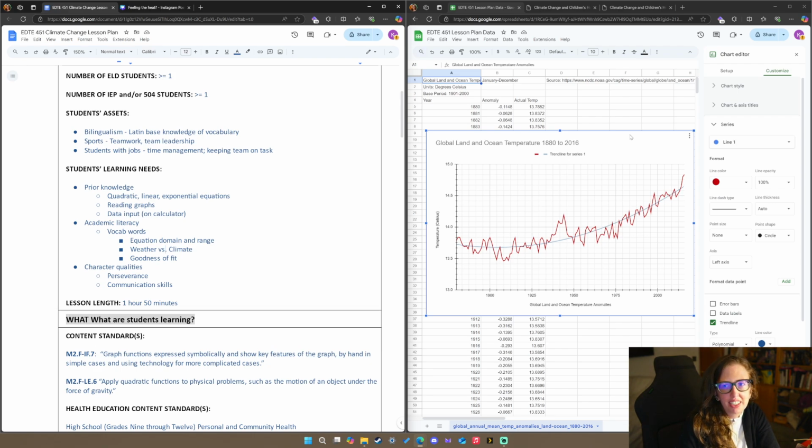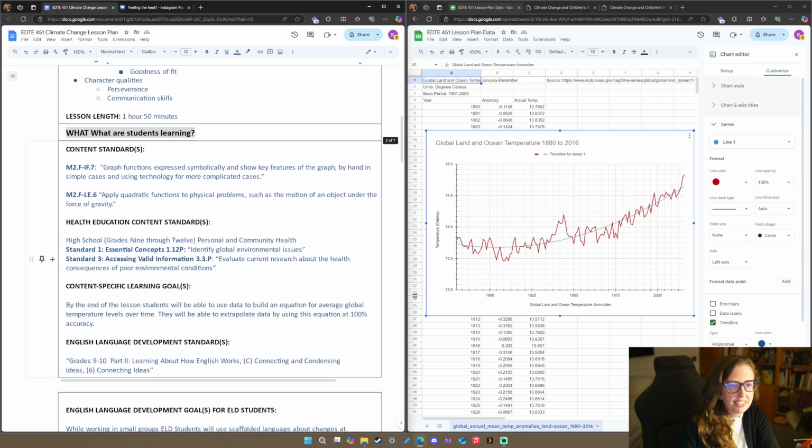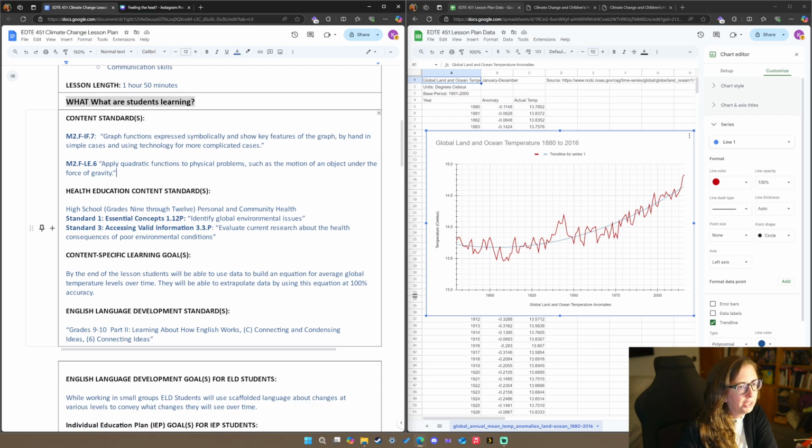I have included over here what the final product of the lesson will be for the students, because I know it'd be kind of hard to talk about math without some visuals. I have math standards that I'm going to be trying to meet regarding graphing functions and graphing functions to real problems. In this case, global average temperature over time. The health standards that I'm going to try and meet are to identify global environmental issues and evaluate current research about the health consequences of poor environmental conditions.